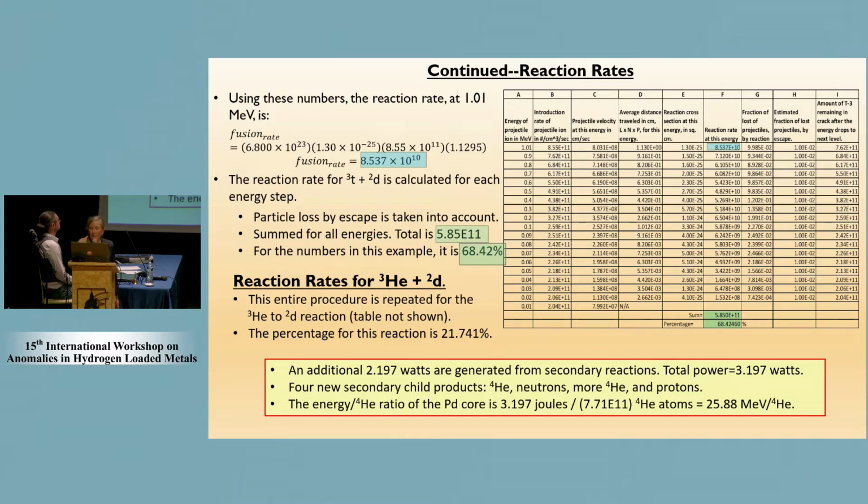68.4%. This entire procedure is repeated for the HE3 to D2 reaction, giving a reaction rate of 21.74%. A total of 2.19 watts is generated from these two secondary reactions, and 4 new energetic child products are produced: helium-4, neutrons, more helium-4, and protons. The overall heat to helium-4 ratio for the palladium core is 25.88 MeV per helium-4.